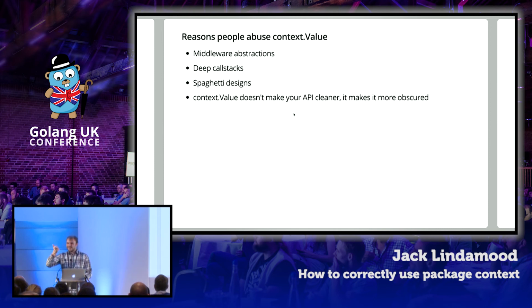if it's required logic, then it's still part of your API. You just don't have it as a function signature. It's this hidden thing inside the context. So I would argue that putting things in your context.value because you don't want to mess up your API actually obscures the logic of your API. And there are ways around this with lambda style functions or callbacks, things like that.